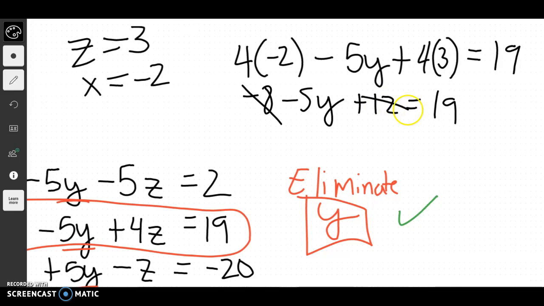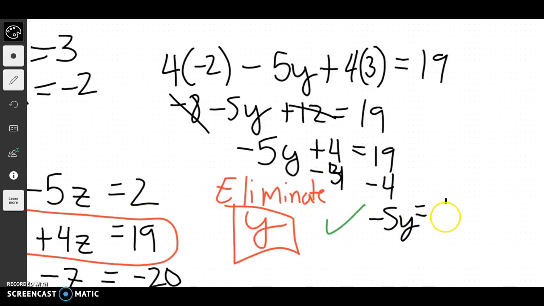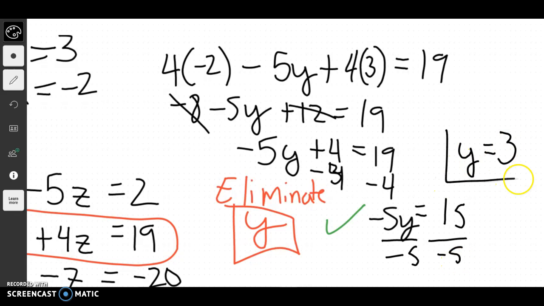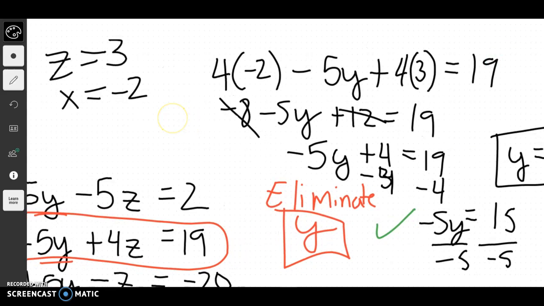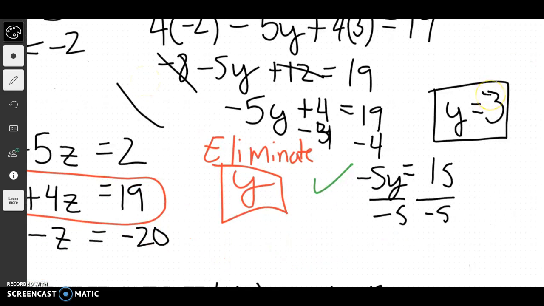That would become negative 5y plus 4 equals 19. Minus 4, negative 5y equals 15. Then divide by negative 5, and y will equal negative 3. That would be my final answer. It'd be x is negative 2, z is 3, and y is negative 3, because 15 divided by negative 5 is negative 3.